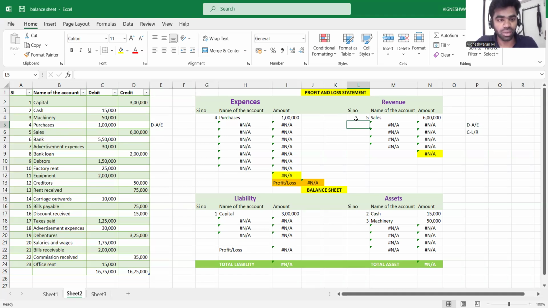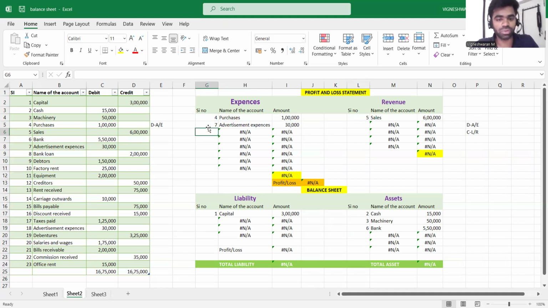Then bank. There is an entry called bank, and it is on the debit side. Debit means it should either be an asset or an expense. The entry shows 5,50,000. That means our amount of 5,50,000 is in the bank. So that is an asset for me. Something which is in the bank is an asset, right? I'm sorry, it's the sixth one. Next one, seventh, advertisement expenses. The name itself shows expenses, and it is on the debit side, so it will be an expense. So advertisement expense, seventh one.